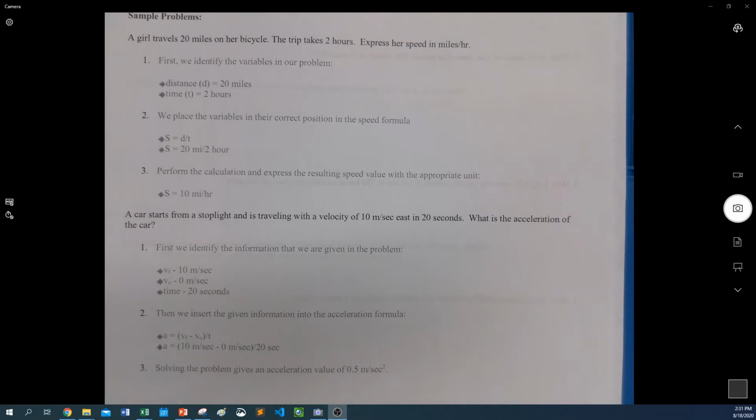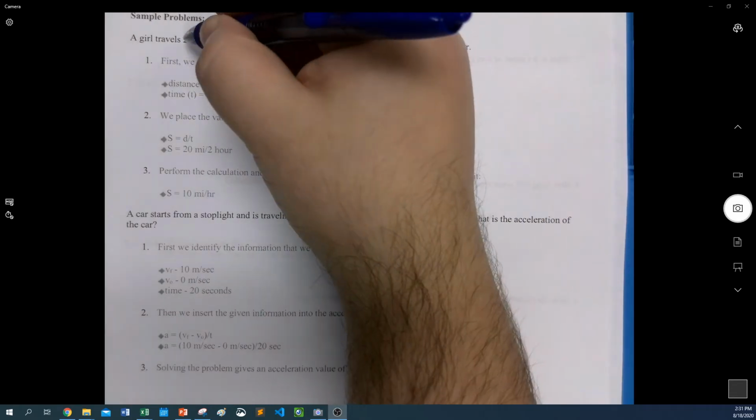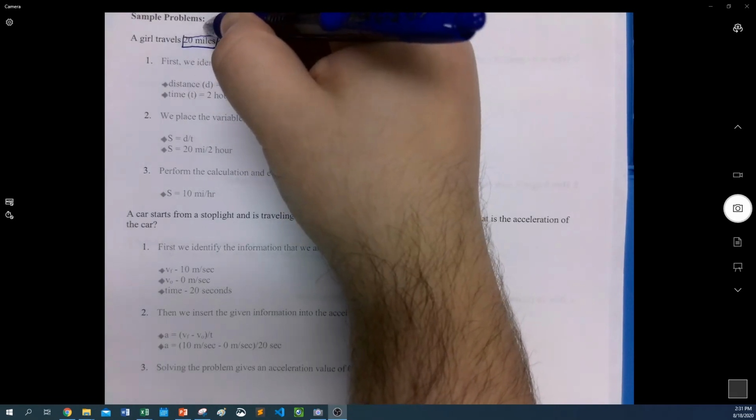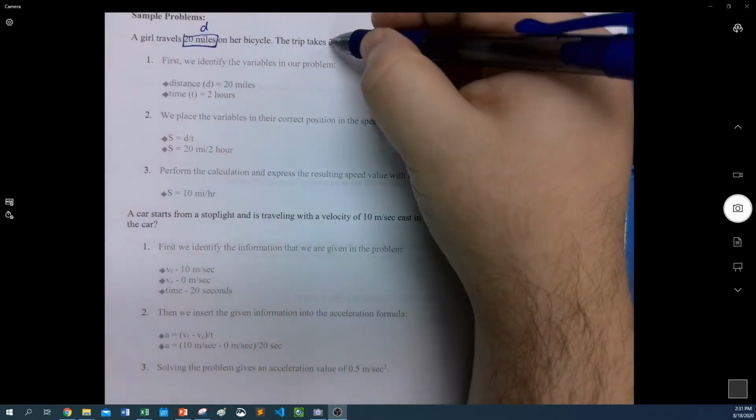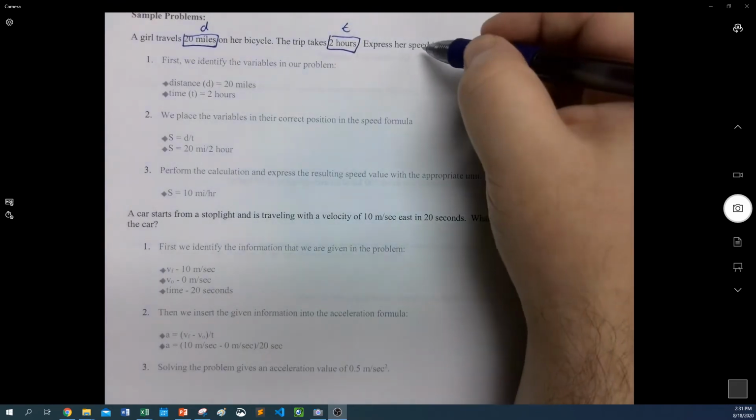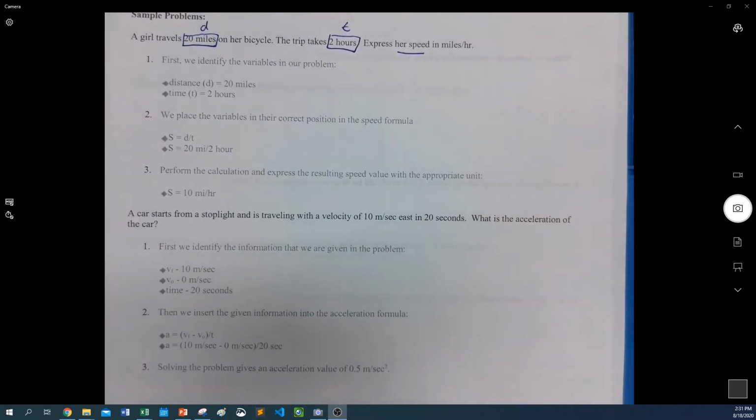A girl travels 20 miles on her bicycle. The trip takes 2 hours. Express her speed in miles per hour. So the general technique in solving these problems is first we identify our variables. So 20 miles, distance, 2 hours, that's our time, and we are looking for her speed.